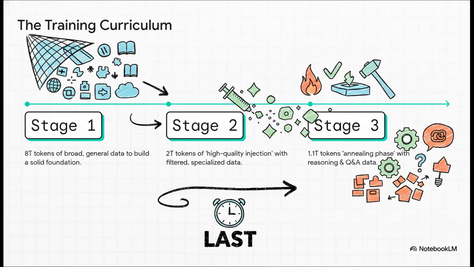And get this, the data mix isn't static. They don't just dump it all in at once. Modern training uses a curriculum, kind of like school. You start really broad and general. Then you inject a dose of higher quality, filtered data. And finally, in what they call the annealing phase, you focus on specialized stuff like reasoning. It's all based on this recency philosophy. Basically, what the model sees last has the biggest impact on how it behaves in the end.